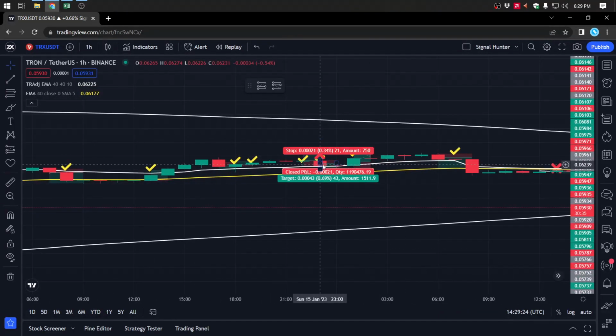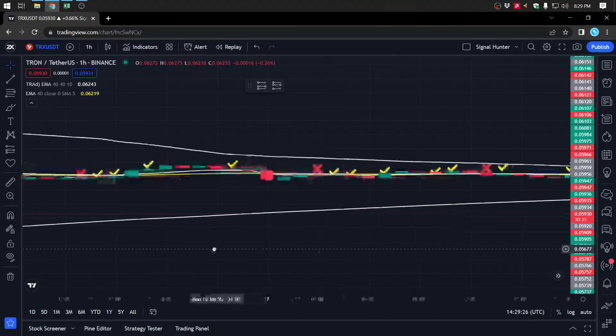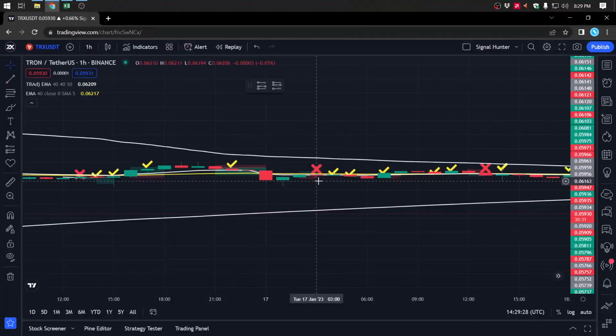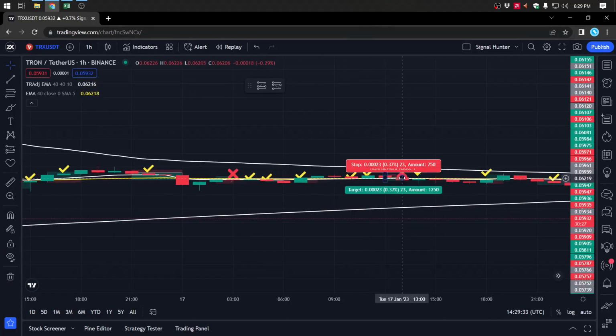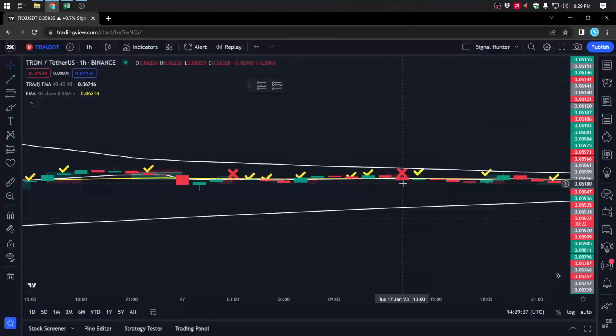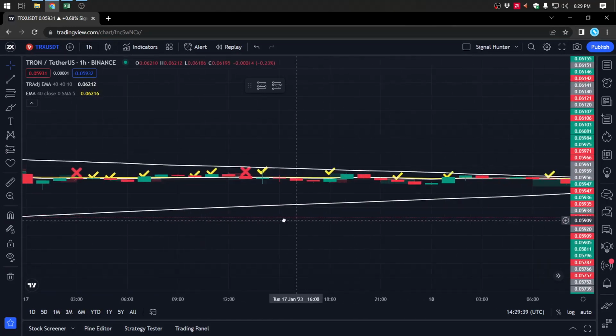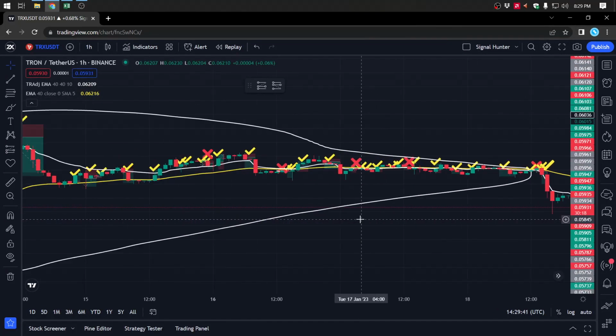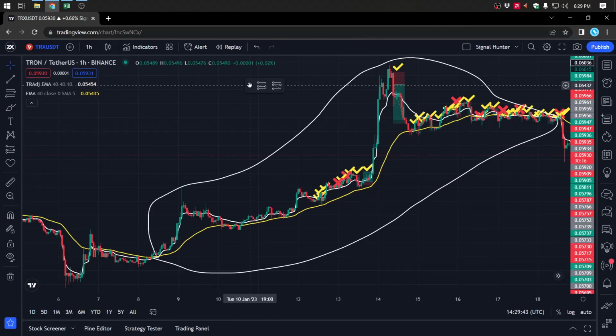it was also a sell signal, so 3, and it was also a sell signal, so 4. So we can filter out 4 false signals.